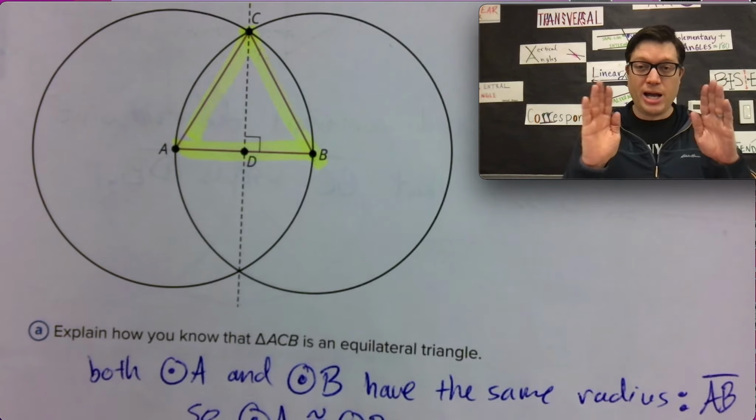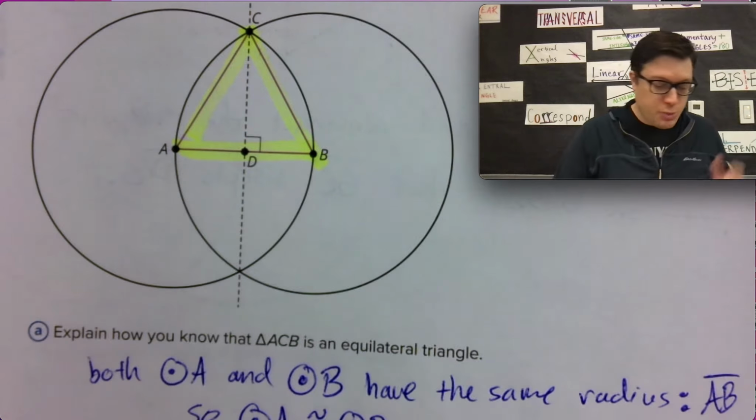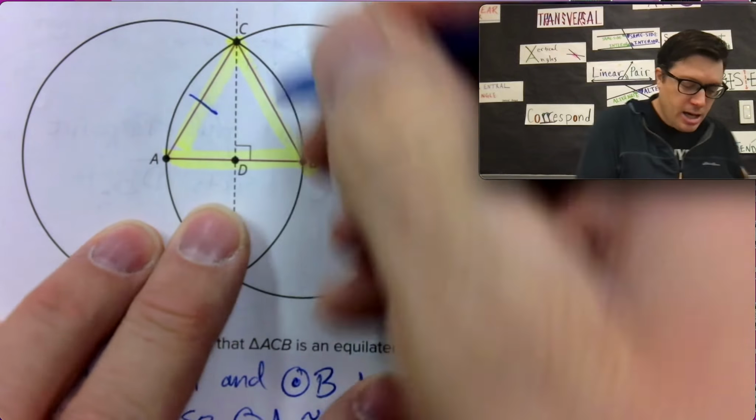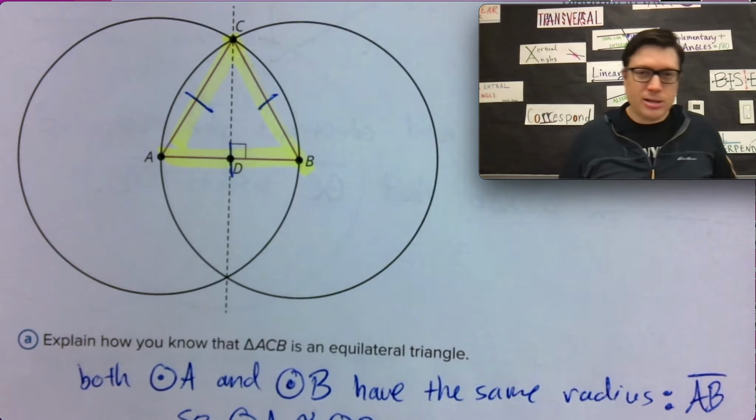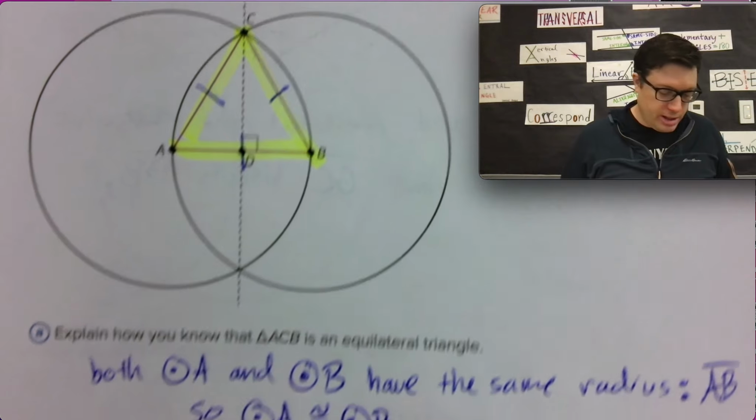So all of the radii for both circles are the same, which means I get to put a spike on AC, I get to put a spike on BC, I get to put a spike on AB, kind of like on the line. That's a little annoying, but there it is.